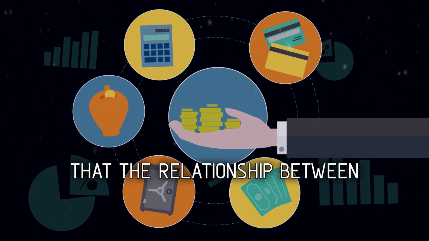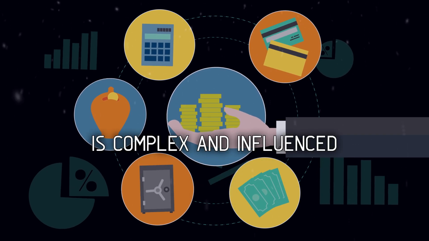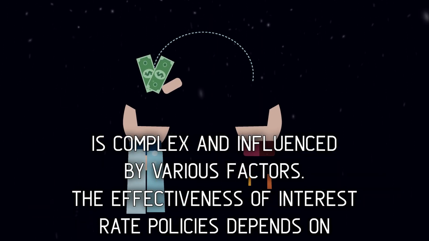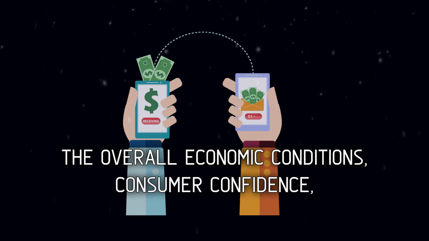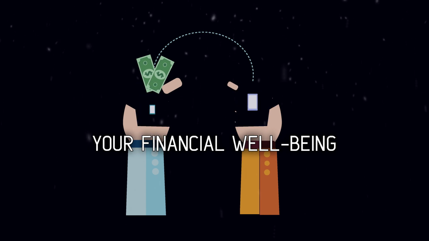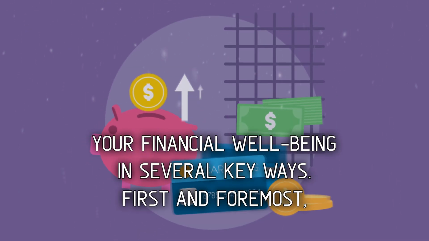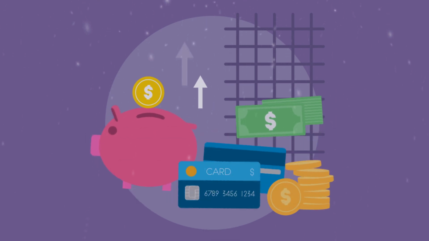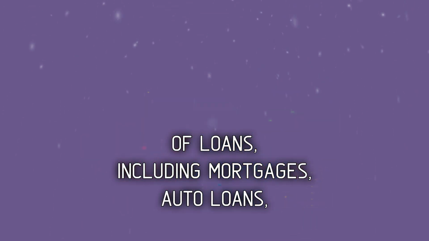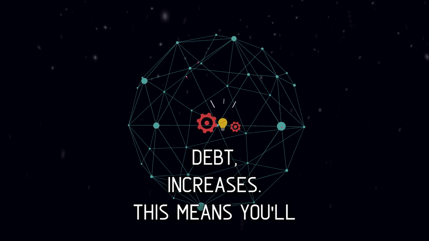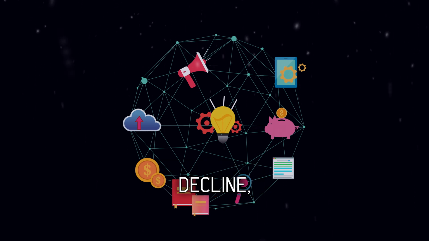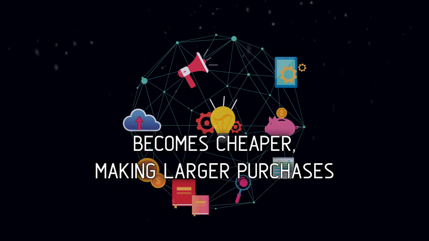It's essential to note that the relationship between interest rates and the economy is complex and influenced by various factors. The effectiveness of interest rate policies depends on the overall economic conditions, consumer confidence, and global economic trends. Interest rates directly influence your financial well-being in several key ways. First and foremost, they impact the cost of borrowing. When interest rates rise, the cost of loans, including mortgages, auto loans, and credit card debt, increases. This means you'll pay more in interest over the life of the loan. Conversely, when interest rates decline, borrowing becomes cheaper, making larger purchases more affordable.